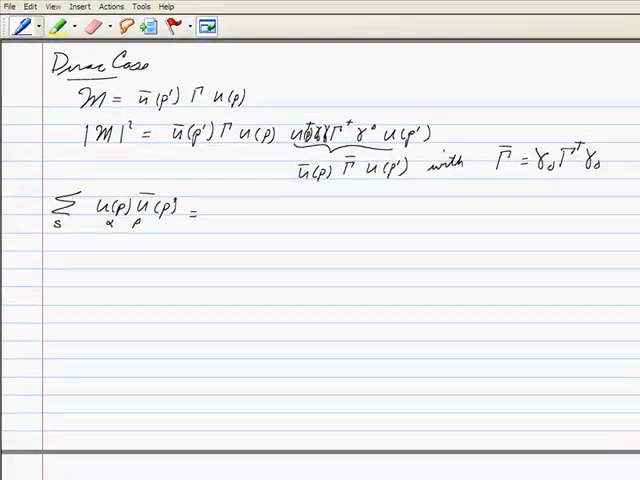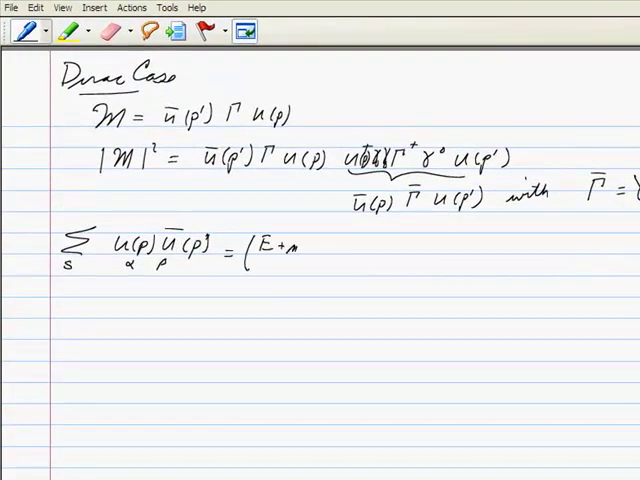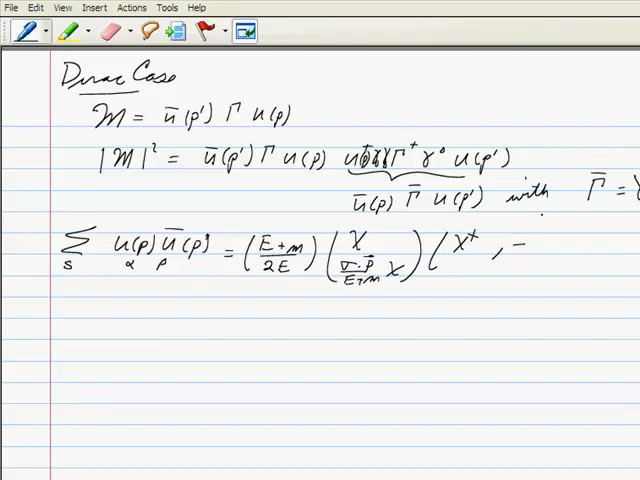And we can actually work out what it is. The normalization, E plus m over 2E, that's the normalization factor squared. We have chi, sigma dot p over E plus m, chi, that way, chi dagger, minus chi dagger sigma dot p over E plus m. That way, so that's the alpha index there, the beta index goes there.